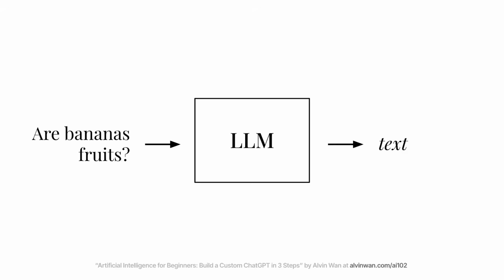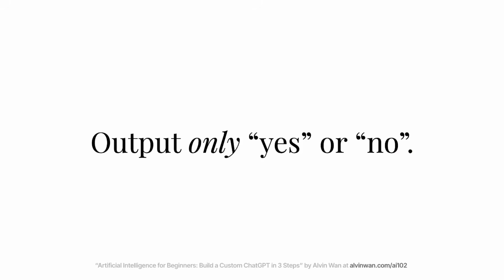Let me explain. Here's the LLM. It takes text as input and produces text as output. In this case, our input is "Are bananas fruits?" And unfortunately, the LLM outputs "are." That's not even a valid response to the question. To fix this, we force the LLM to output only yes or no. That way, even if the output is wrong, at least the output is valid.